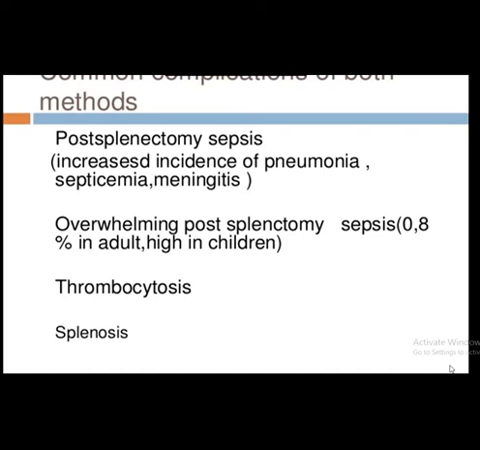Thrombocytosis: yes, once you remove the spleen, there is an increase in the platelet count. If thrombocytosis occurs, then the chances of DVT and pulmonary embolism could be there. So what you do is monitor the platelet counts. If the platelet count goes more than 7 lakhs, or if it goes between 5 lakhs and 7 lakhs, then this is an indication where you can start heparin, or give the treatment for DVT to your patient.